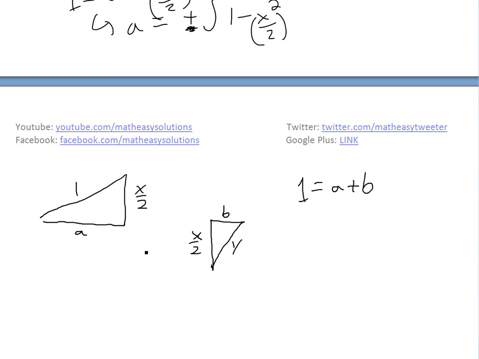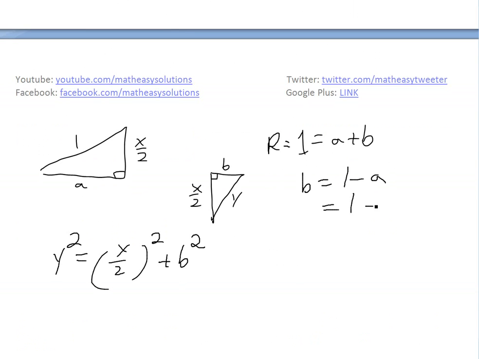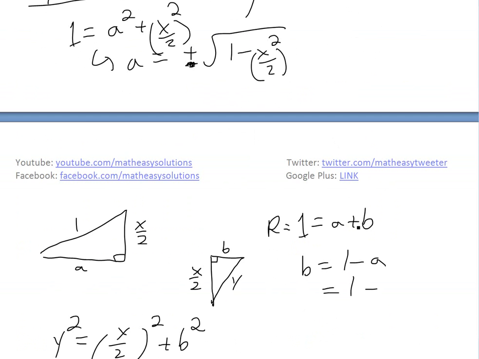So here I just wrote down what we know. This is the right angle triangle there, and this is the right angle triangle here. So we've got to get y in terms of x. So y squared, the hypotenuse, just equals x over 2 squared plus b squared here. Now we know that b is just equal to, if you rearrange this one, r is equal to this, b is equal to 1 minus a, and this equals 1 minus, well, we solved a already, so it's right there.